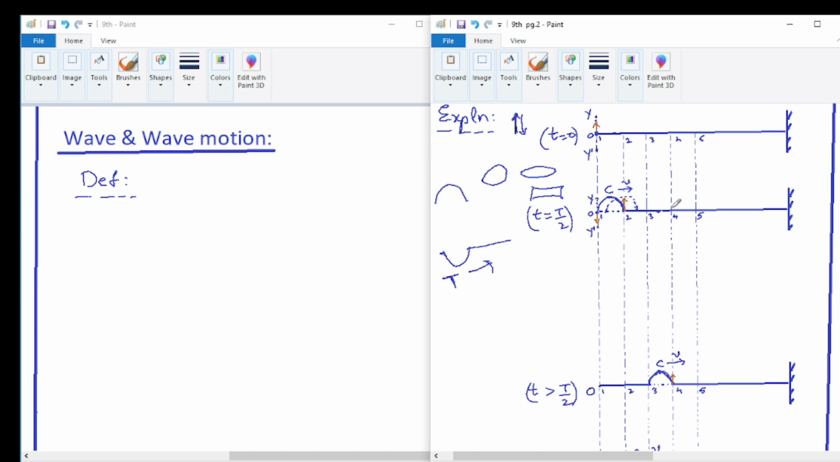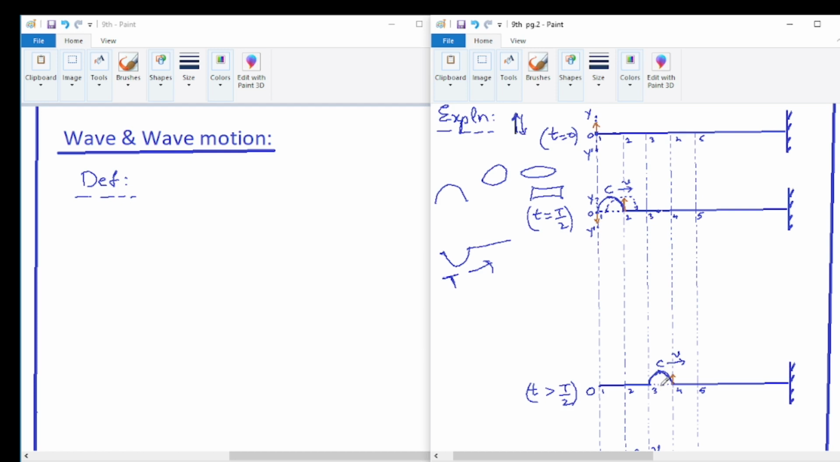So when the crest has reached here, at any time greater than t by 2, for example 10 or 20 seconds later, where is the particle at the midpoint between 3 and 4? It has reached here because the shape of the string has come like this. That means from its mean position, its position of rest, it has reached the extreme position. That is what is happening here.